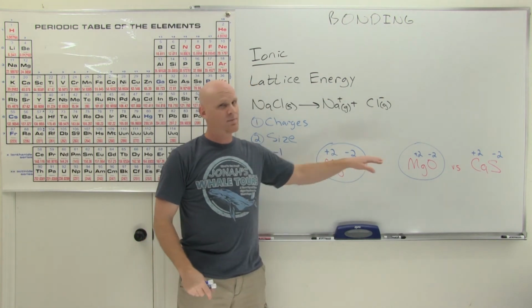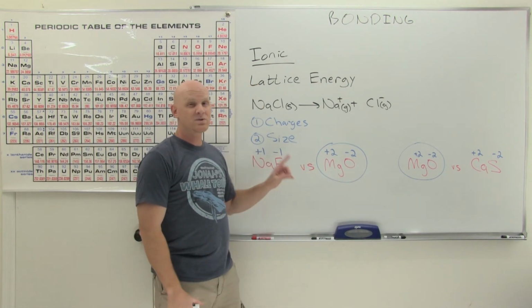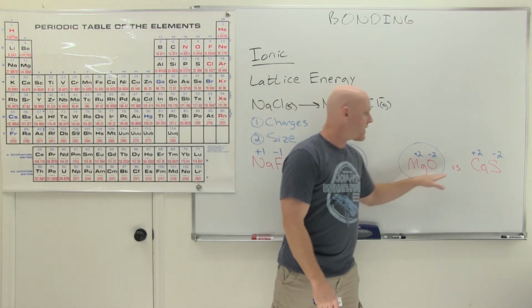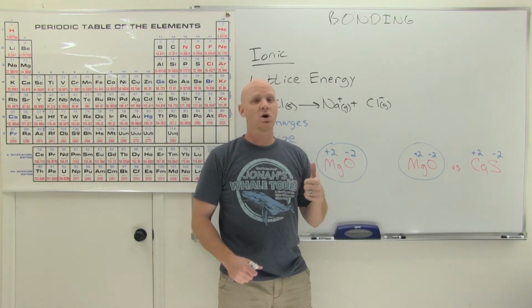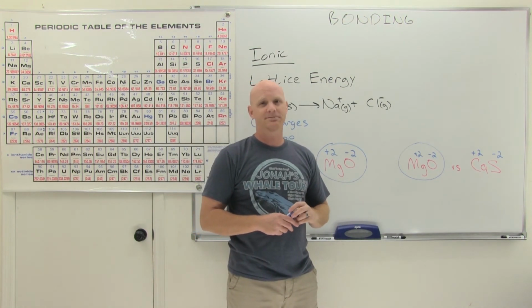And these are typically the two kinds of comparisons you get. It's either about a difference in charge, which is the first thing you should look for, or if the charges are exactly the same on all the cations and anions, then it's going to be a difference in size, and the smaller ones will have the higher lattice energy.